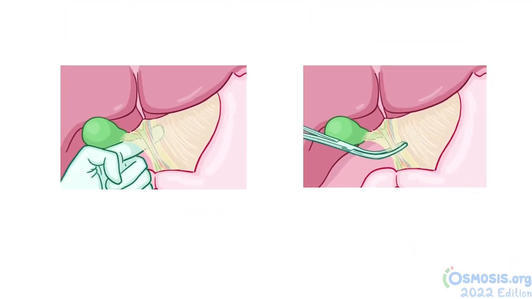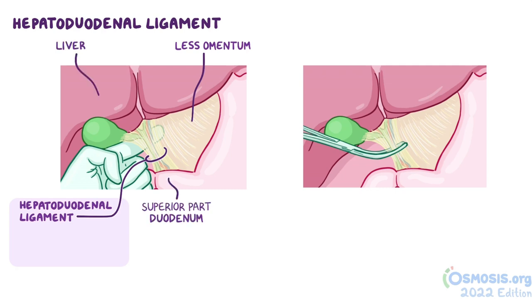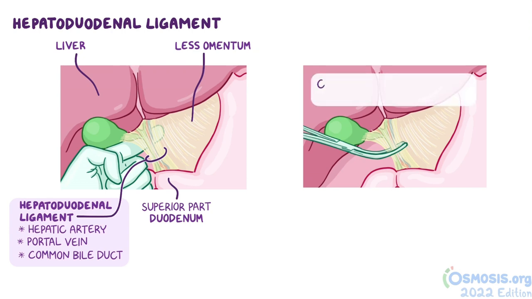Next up, there's the hepatoduodenal ligament, which is the thickened free edge of the lesser omentum that extends between the liver and the superior part of the duodenum. The hepatoduodenal ligament contains three very important structures: the hepatic artery, the portal vein, and the common bile duct. Due to the risk of hemorrhage during liver injury or hepatic surgery, the best way to prevent and control bleeding is to compress the hepatoduodenal ligament.